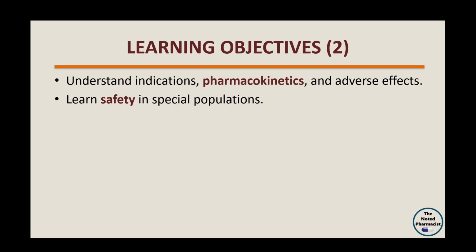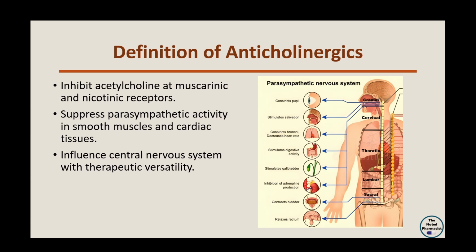Now, let's move on to understanding what anticholinergics are. Anticholinergics, also known as parasympatholytics, are pharmacological agents that selectively inhibit acetylcholine activity at muscarinic and nicotinic cholinergic receptors. By blocking parasympathetic transmission, these drugs reduce autonomic control over smooth muscles, cardiac tissues, and even central nervous system functions. This mechanism underpins their diverse therapeutic applications, from treating overactive bladder to alleviating Parkinsonian symptoms.